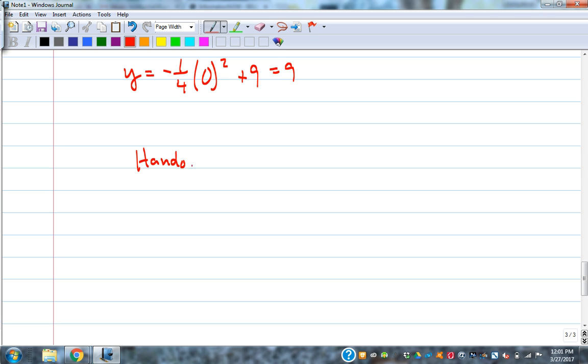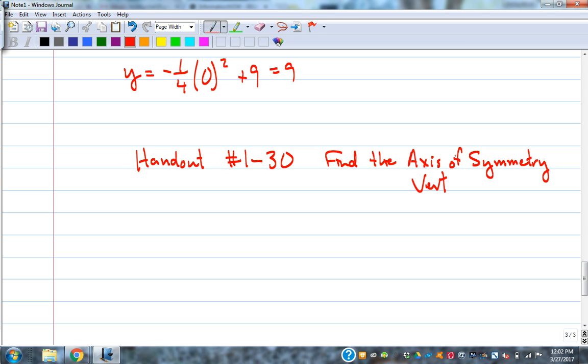You've got a handout, 1 through 30. Find the axis of symmetry, vertex, max or min.